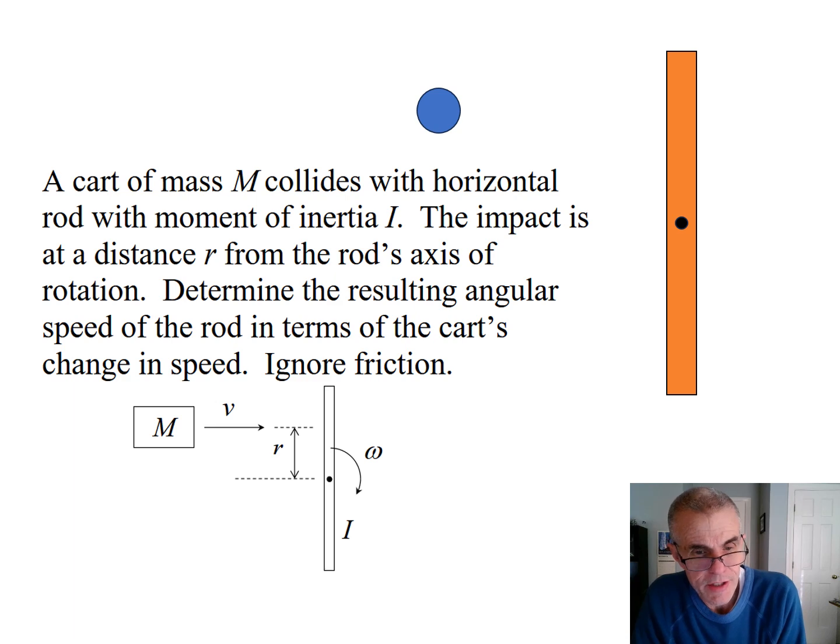We have a cart, it says, that runs into a rod that can spin, and then we're asked to find out what happens to the rod. Find the resulting angular speed of the rod is what we're looking for.